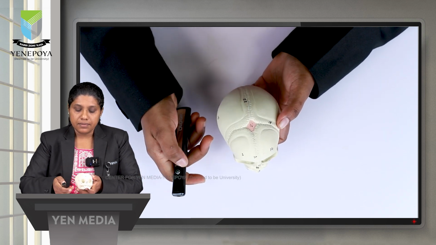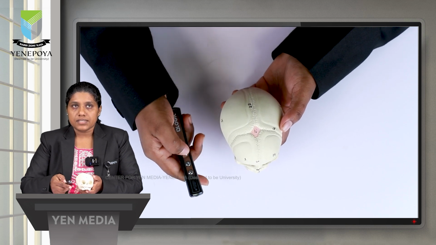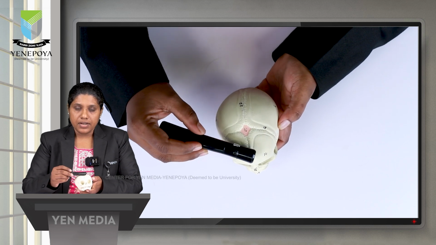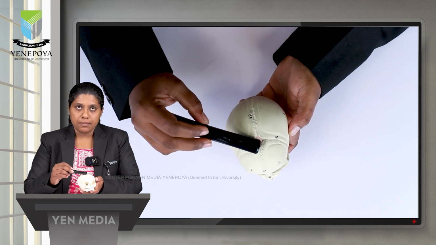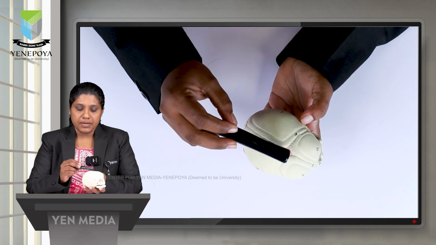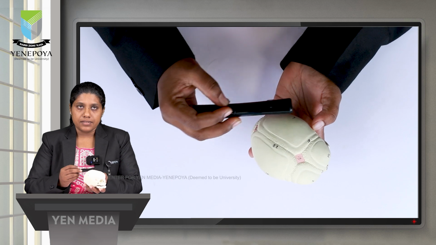So far we have seen the diameters of the skull. Next, we move to the regions of the skull, that is the vertex. Vertex includes the quadrangular area between the bregma, lambda and parietal eminence. This portion is called the vertex.